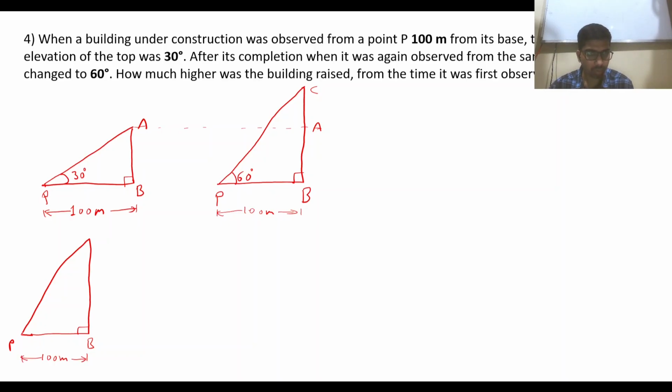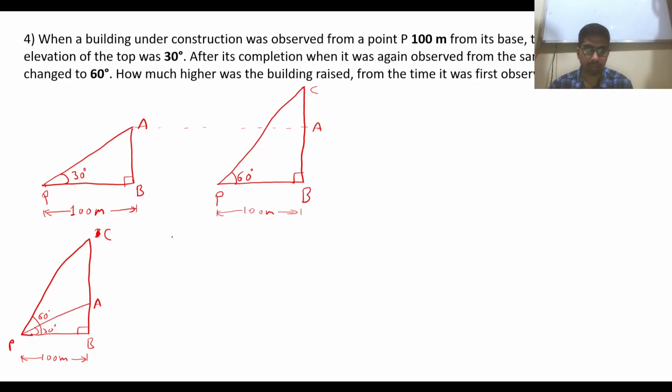Starting angle was 30 degree elevation, because the building was just under construction. This is 30 degree. Now it is looking up, so this full thing is 60 degree now. And this point is A and this point is B. We have to find this distance. We have to find the AB ka gap. Find AC. So this is C. Clear? So now let's start.